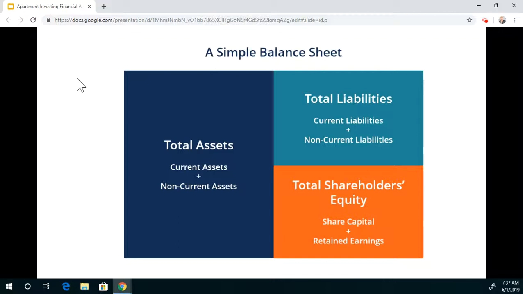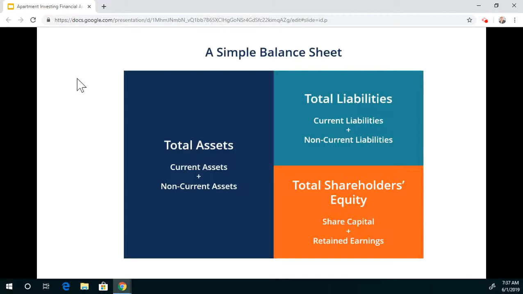Liabilities can also be classified as current or not current. Current liabilities are those that require the use of current assets or that will be discharged within a relatively short period of time, usually 1 year. Non-current or long-term liabilities are those longer than 1 year in duration.